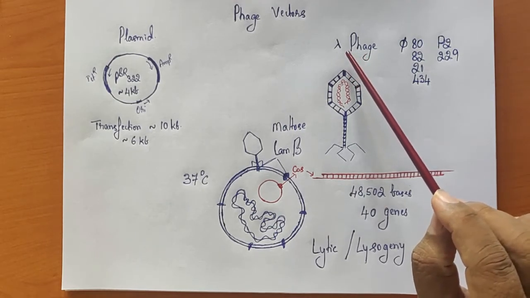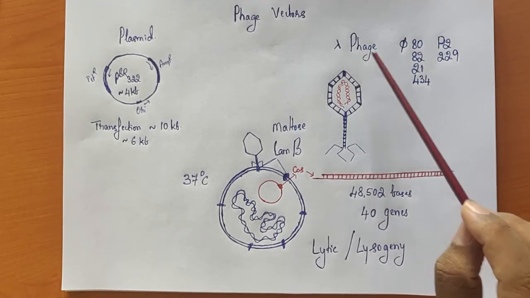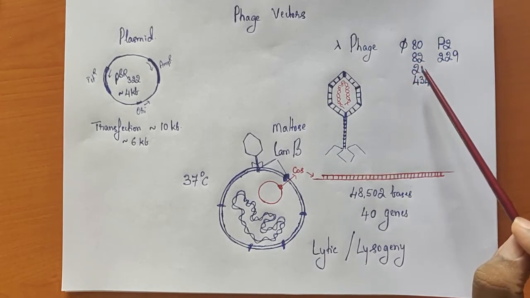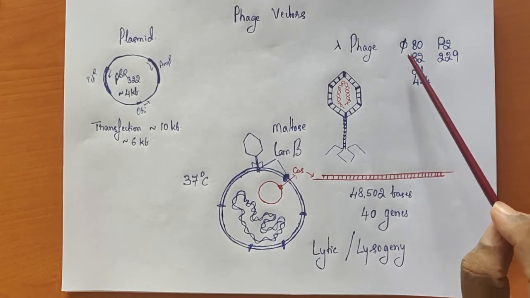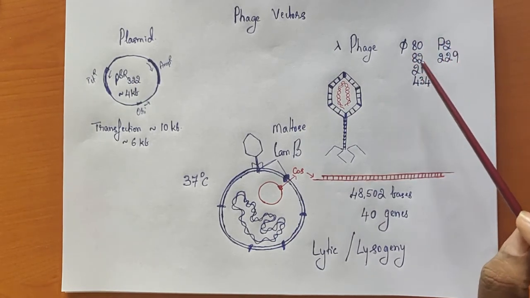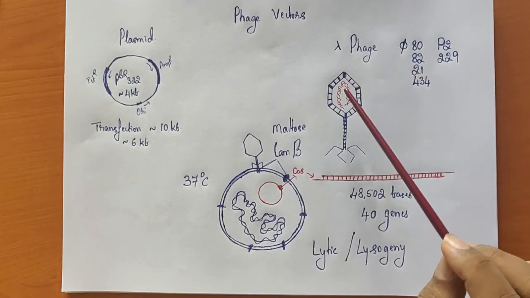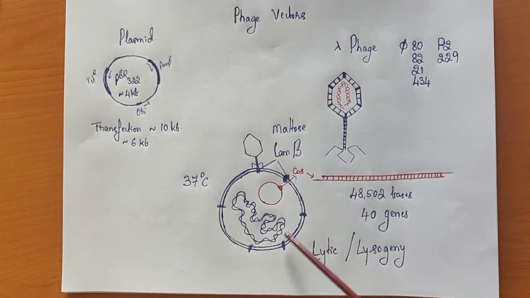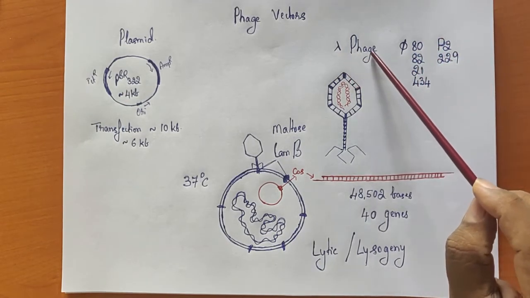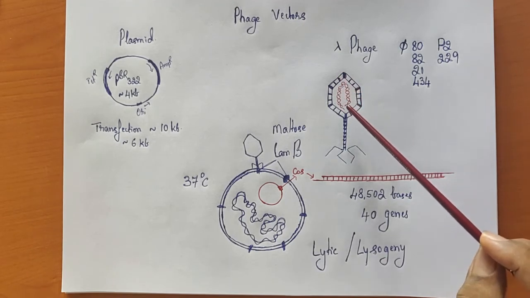We have several phages similar to lambda phage, such as phi 80, phi 82, phi 21, phi 434, and also P2 and P22. These are all closely related phages which infect the host E. coli in more or less a similar fashion. We are not interested in these phages because the most extensive study has been done with lambda phage.